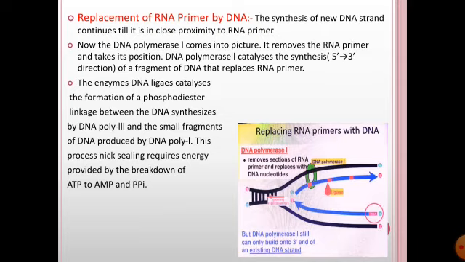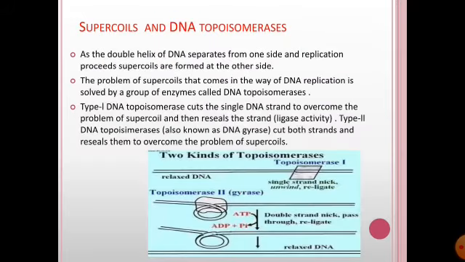Now with the help of the enzyme ligase, the phosphodiester linkage is formed between the DNA synthesized by DNA polymerase III and the small fragments of DNA produced by DNA polymerase I. For this sealing they require energy, which is provided by the breakdown of ATP to AMP and pyrophosphate. This means the discontinuous small fragments are sealed, and together with the continuously synthesized strand, both strands are complementary to each other, so there is no need for the primer molecule. That position is taken by DNA, with DNA polymerase I coming into the picture.